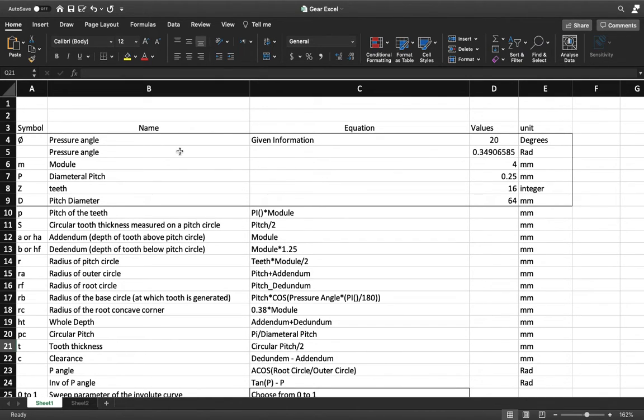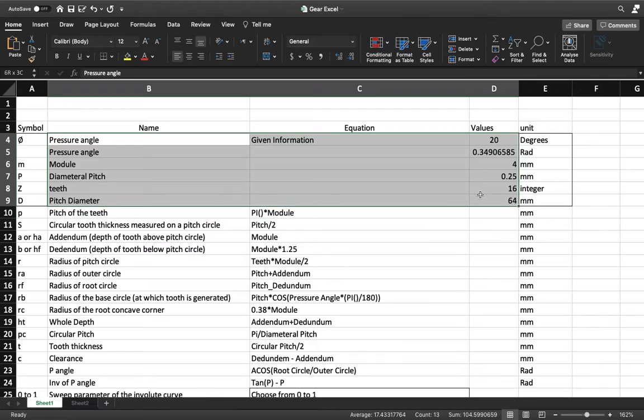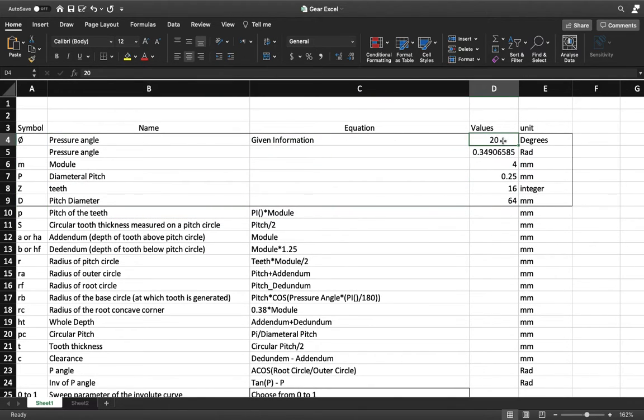We're going to take an example of a spur gear with this given information. It should always be given. Pressure angle, we're going to choose it to be 20 degrees. You have to convert the pressure angle to radians, because Excel always deals in radians. We have the module, 4 mm. Teeth are 16. Diametral pitch is calculated from the given information. Pitch diameter is the number of teeth multiplied by the module.